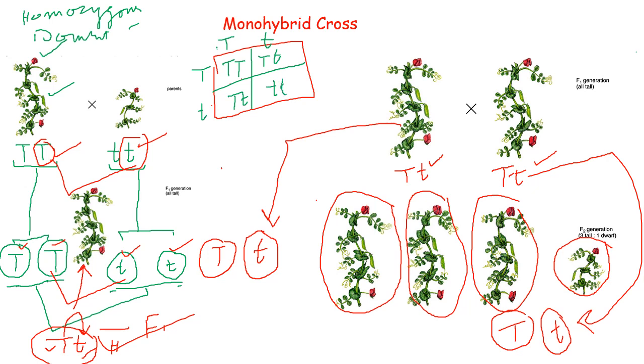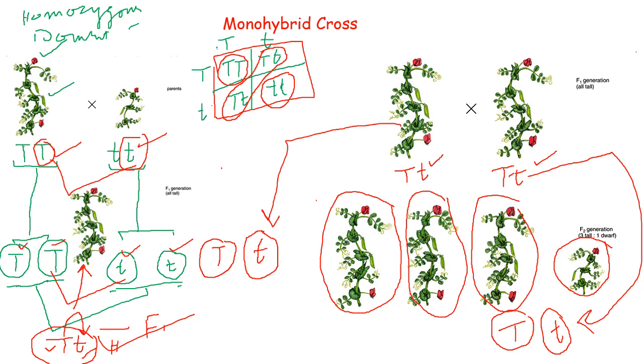Now if we analyze them, this plant has capital T and capital T. Both alleles are dominant and this plant will be tall. Now we have two plants which have the genotype capital T and small t. Since they have one dominant allele, these two plants will also be tall. And we have one plant which has the genotype small t small t. This plant will be dwarf.